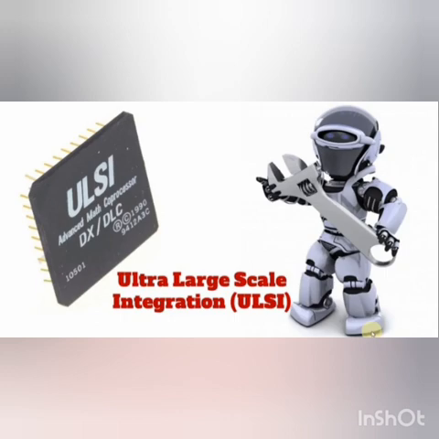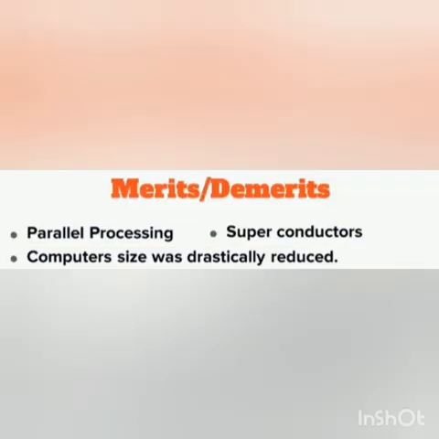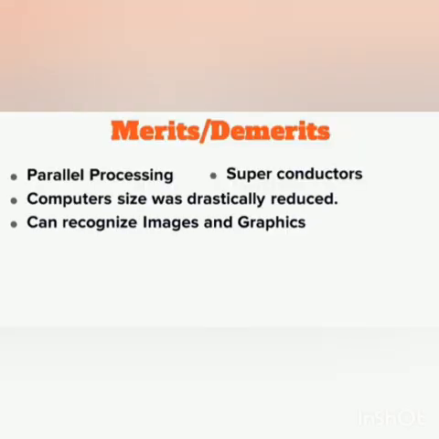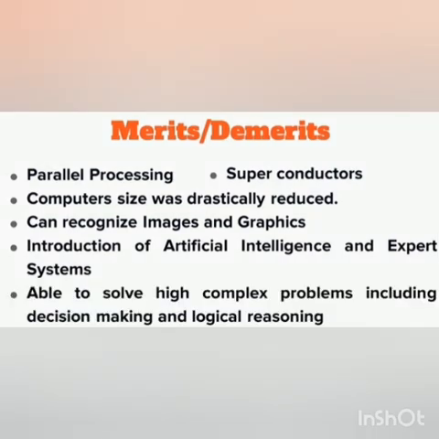In this generation, the unique merits are parallel processing, superconductors, computer size was drastically reduced, can recognize images and graphics, introduction of artificial intelligence and expert systems, and the last one is to solve highly complex problems including decision making and logical reasoning. Let's see one by one now.